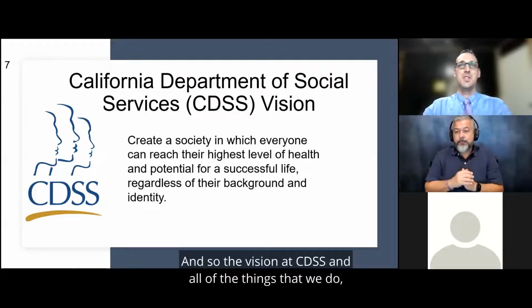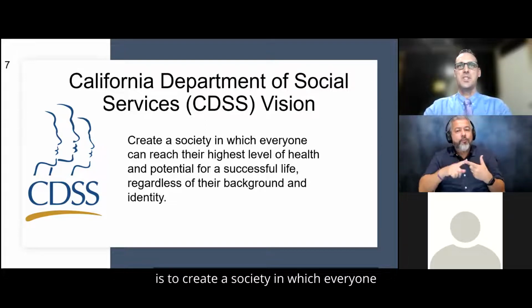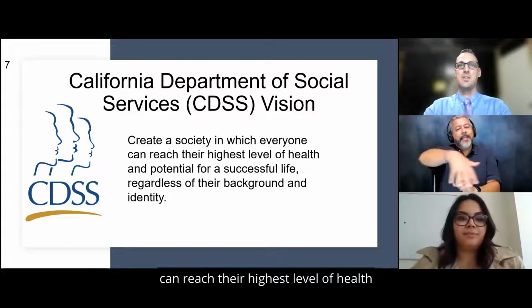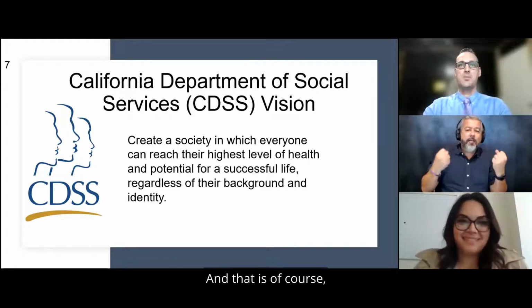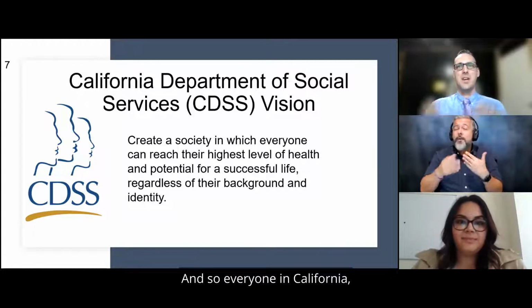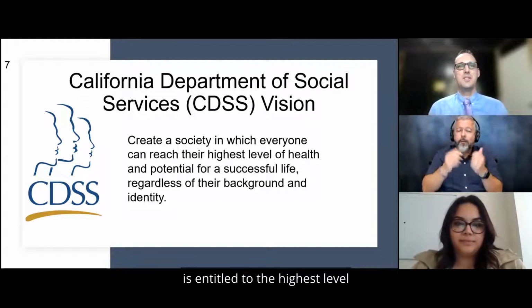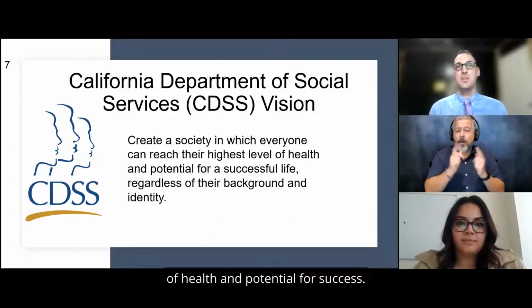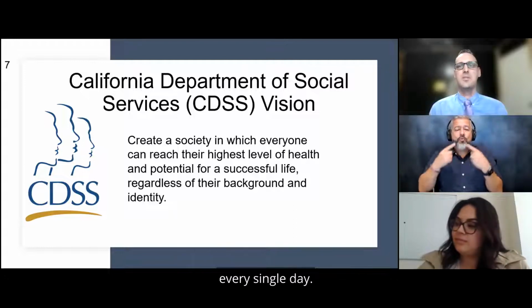And so the vision at CDSS and all of the things that we do, all of the programs that we have, is to create a society in which everyone can reach their highest level of health and potential for a successful life. And that is, of course, regardless of their background and identity. Everyone in California, everyone in the realm that we serve, is entitled to the highest level of health and potential for success. And so that is exactly what we're looking to do every single day.